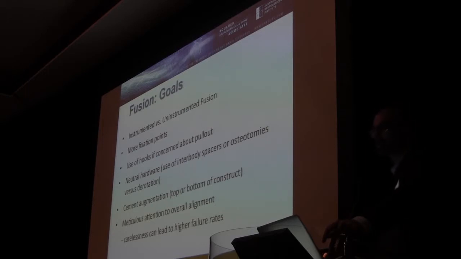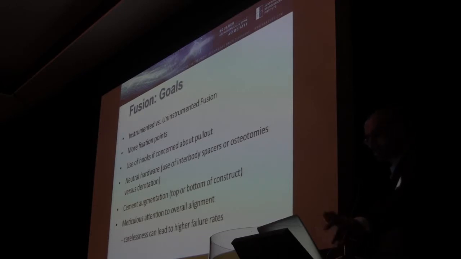Typically, instrumented means we're placing hardware, pedicle screws, hooks, things like that, versus a non-instrumented fusion, which means that we're actually just going to lay down bone. We're going to rough up the bone and lay down bone. That's considered a non-instrumented fusion, but still a fusion in and of itself. Typically, you can use neutral hardware like interbody spacers, like I was talking about as well, or do osteotomies where you're actually cutting bone out to shrink the back part of the spine.